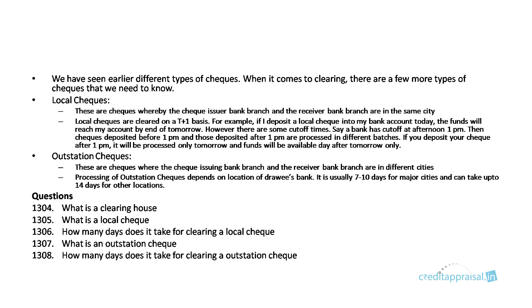That is local checks. Outstation checks are where the check issuing bank branch and the receiver bank branch are in different cities. Usually this takes 7 to 10 days for major cities and can also take up to 14 days for other locations. So in this chapter, the questions to be prepared are: What is a clearing house? What is a local check? How many days does it normally take for clearing a local check? What is an outstation check? And how many days does it take to clear an outstation check?